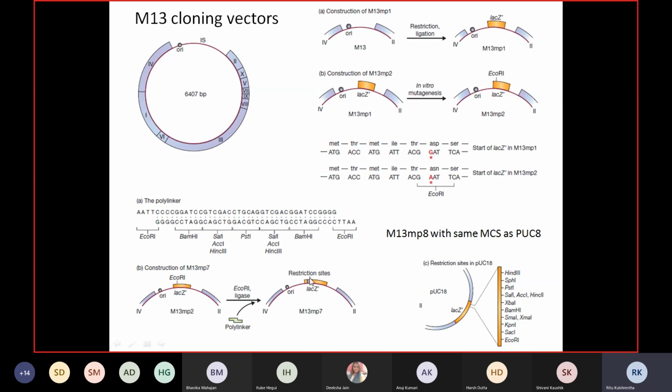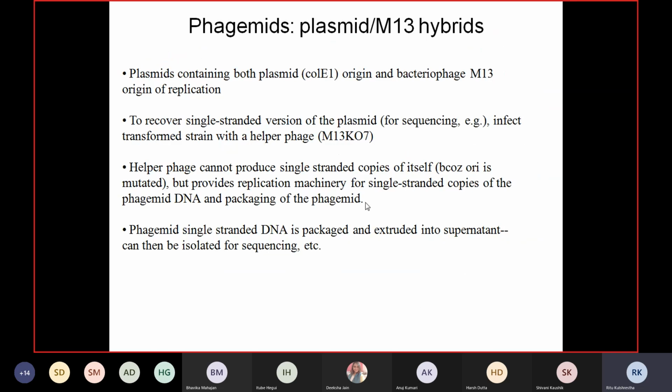So what you have to do is clone your gene of interest here, and then you can introduce this into the bacteria and harvest the M13 phage, which are in the supernatant if you pellet it down, and then harvest the single-stranded DNA. But how do we increase its cloning capacity? So in that context, they came across phagemids.